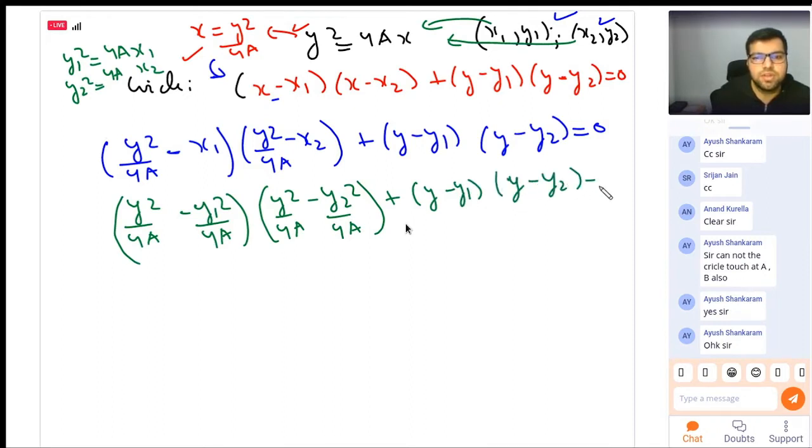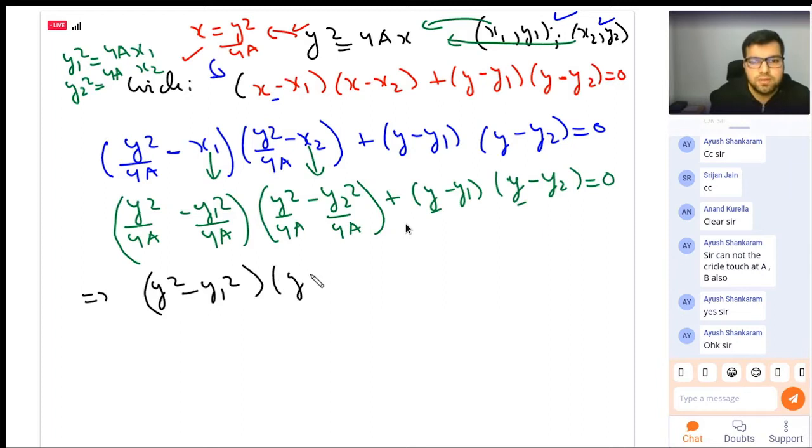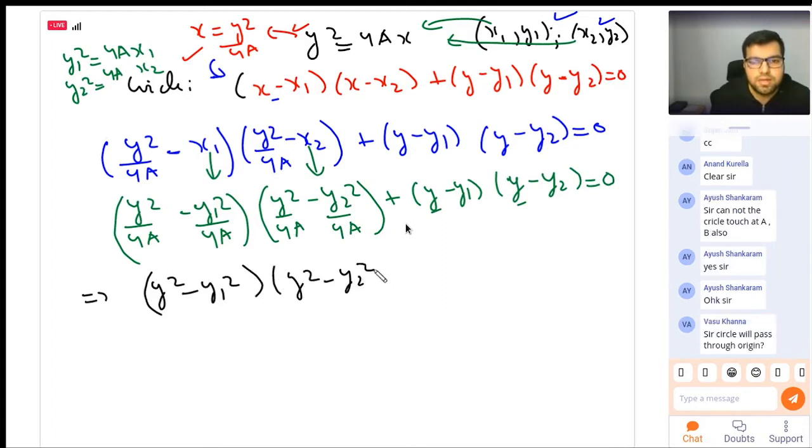So here the variable was y. What I just did was put the values of x1 and x2 in terms of y1 and y2. This will help us. Okay. Now, can you simplify this as y square minus y1 square into y square minus y2 square plus 16 times the circle expression.